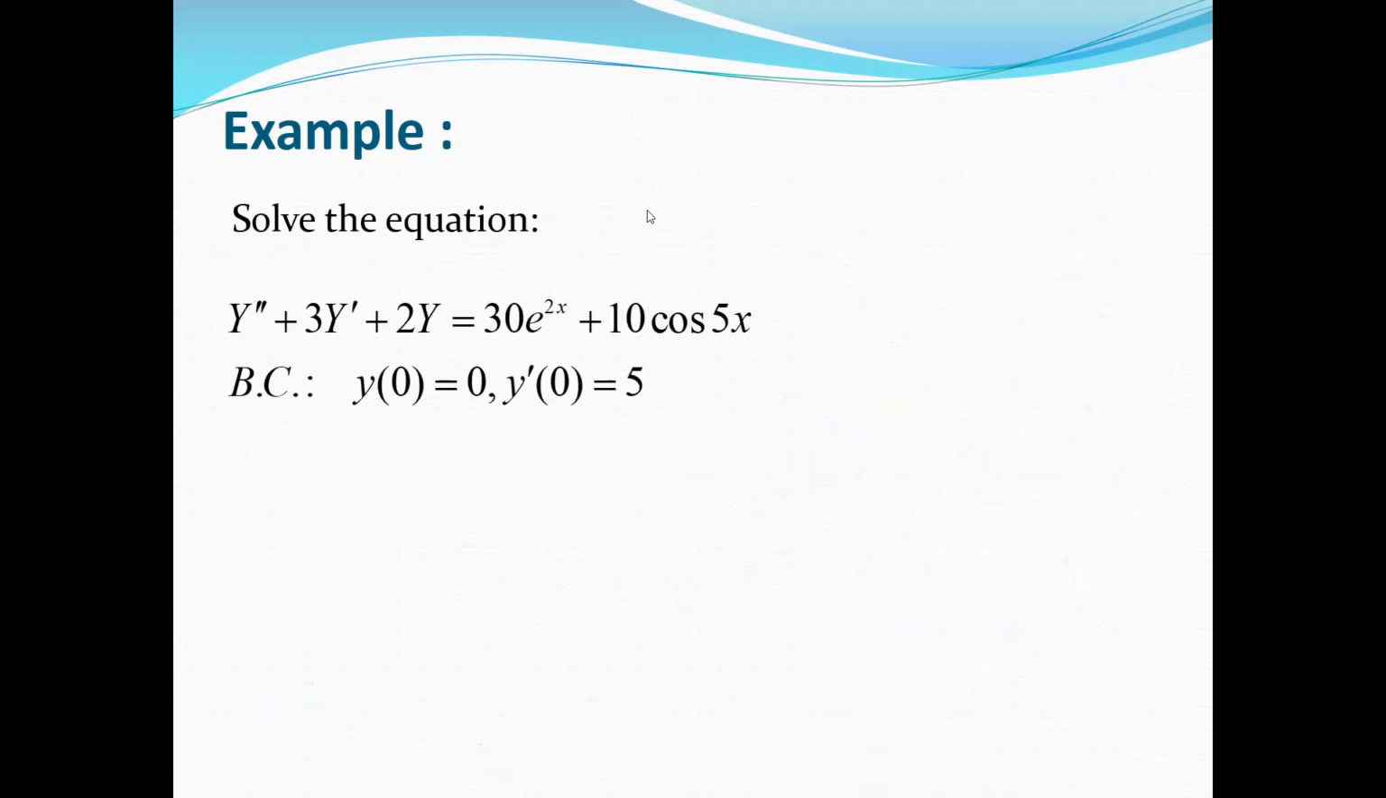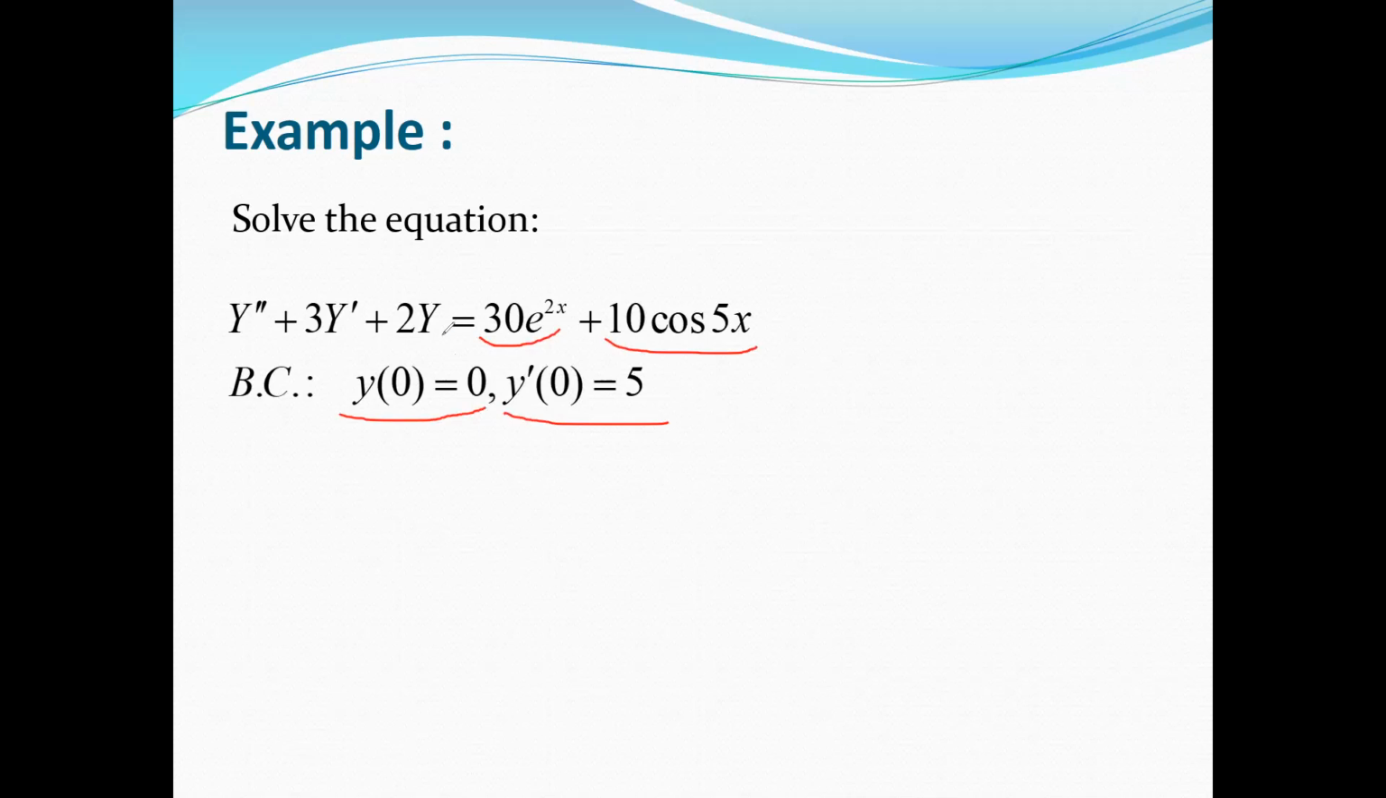Okay, here we have a differential equation of order 2 with a non-homogeneous term. As you can see, the non-homogeneous term includes an exponential part and also a cosine function. So here we have boundary conditions. The boundary conditions are y at x equal to 0 is 0, and y prime at x equal to 0 is equal to 5. So we need these boundary conditions to obtain the constant coefficients in the homogeneous solution.